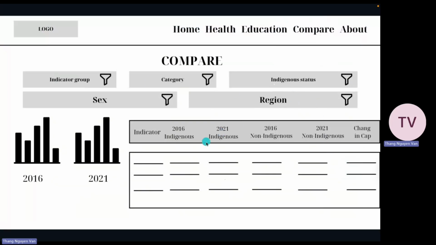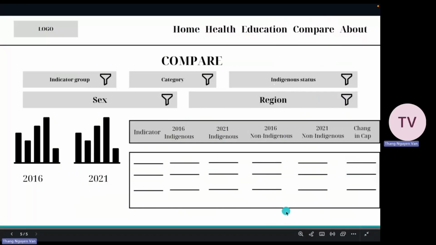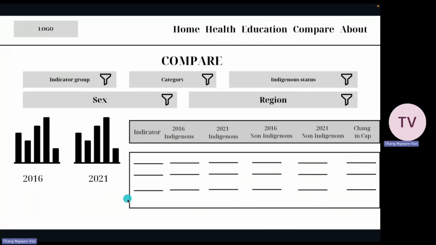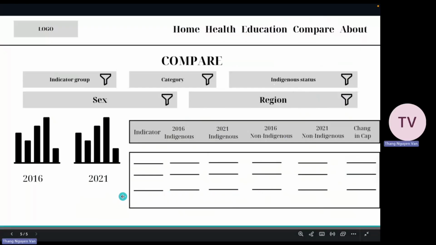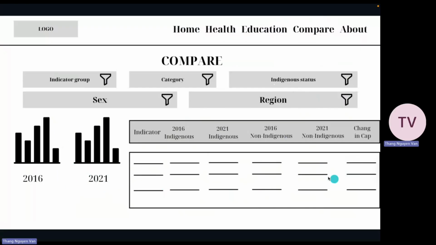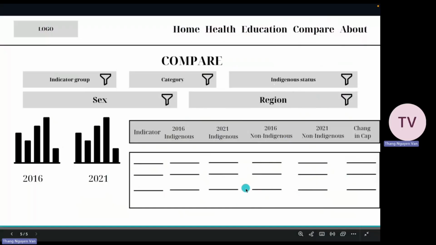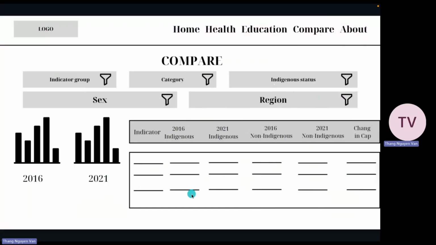Finally, the compare section combines charts and tables. Charts give a quick overview of trends, while tables provide exact numbers. They offer both speed and detail. We decided on this because combining visuals and numbers supports both quick impressions and deeper analysis.